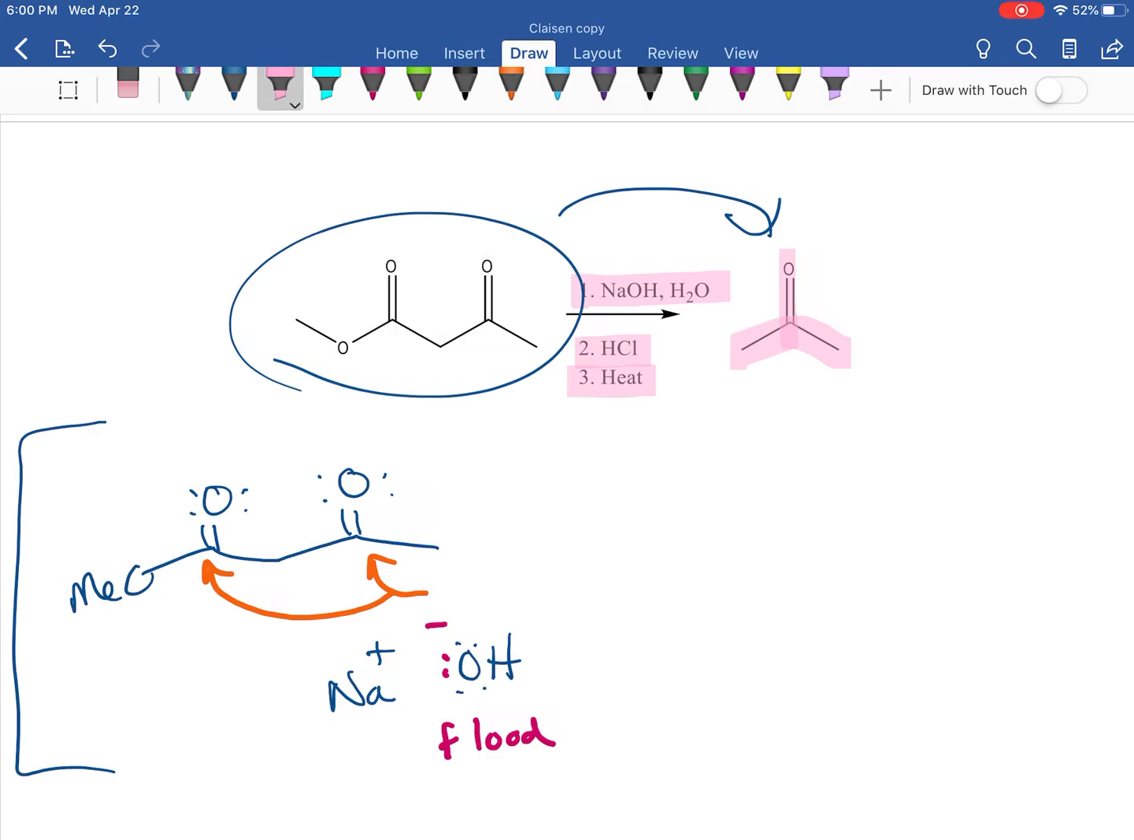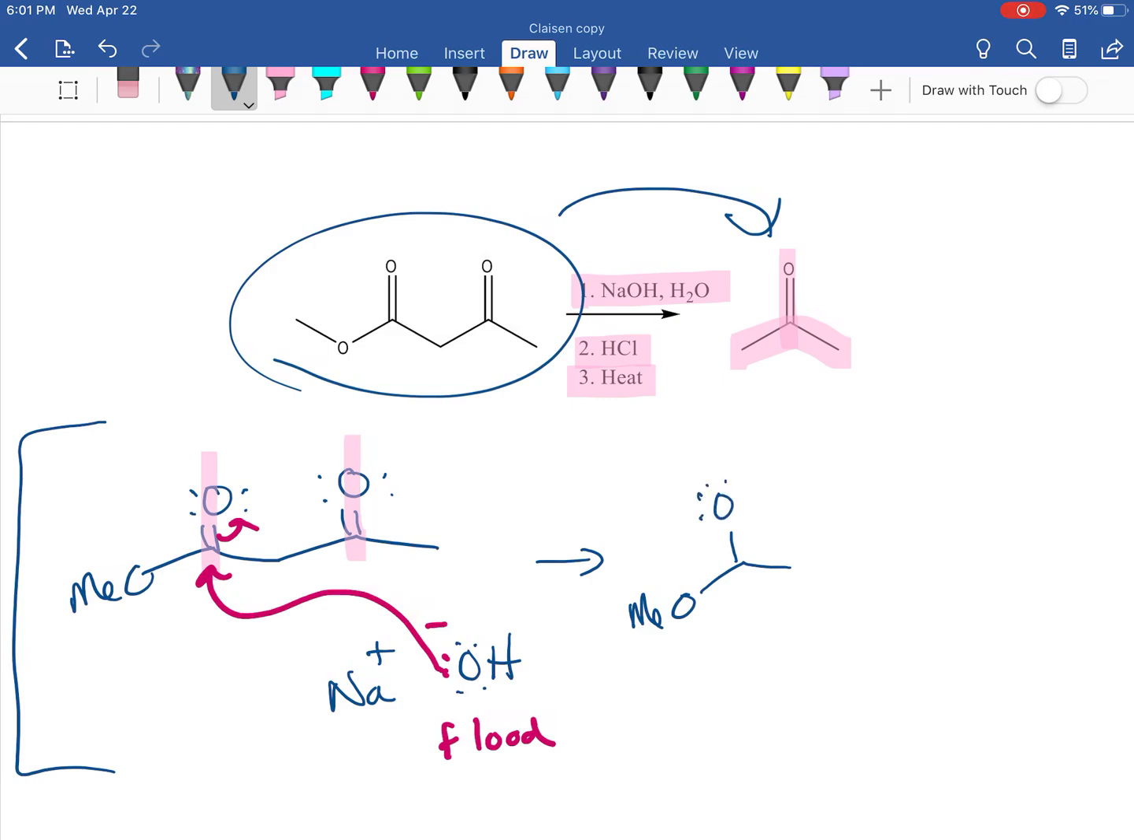So could it add in here? Sure, but then it's a tetrahedral intermediate and you're going to lose it again. Can it add in here? Absolutely. But here's the difference between these two spots. Here, you have no leaving group. Here, you do. So that's what I mean by being productive. Are both happening? Absolutely. But let's go ahead and add our sodium hydroxide into our ester side. And let's draw that.